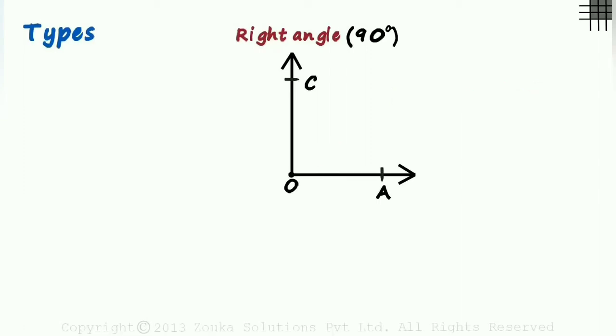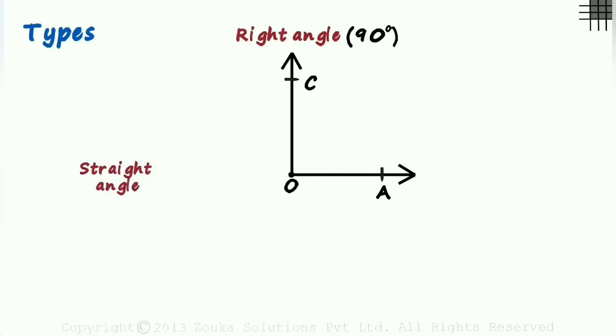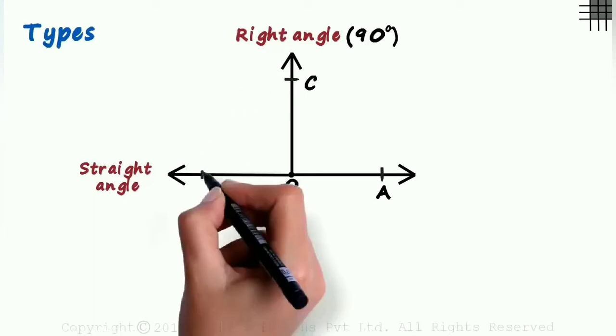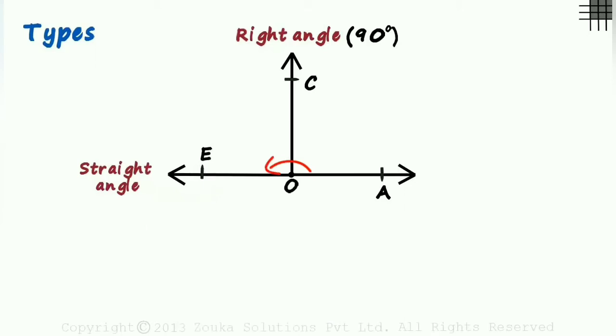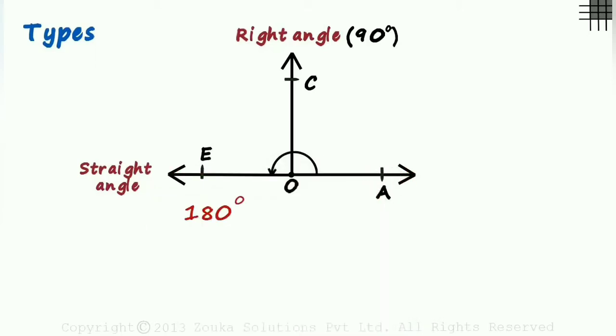The next important kind of angle you will see often is called the straight angle. The name says it all. The arm is rotated in such a way that a straight line is formed like this. Let this arm be called OE. This angle formed here between OA and OE will equal 180 degrees. It is called a straight angle. And this straight angle covers half the complete rotation, which is 180 degrees.